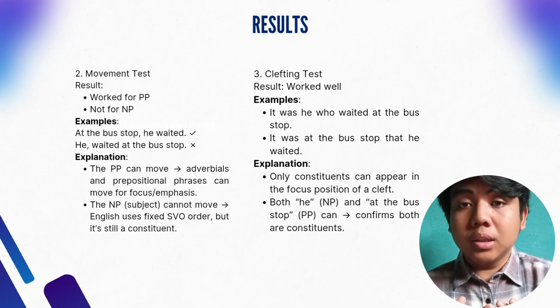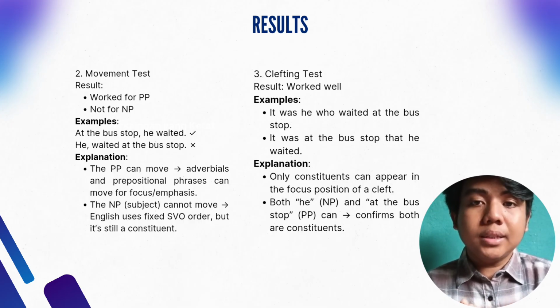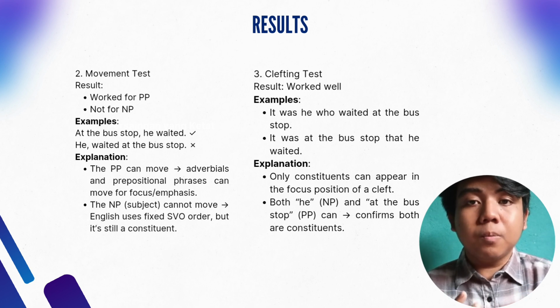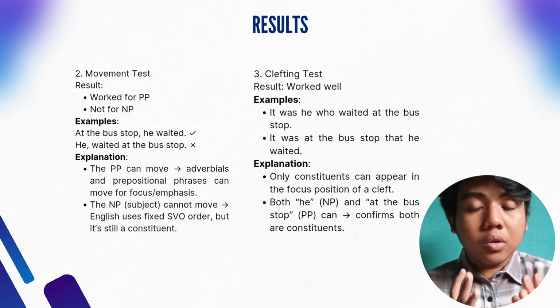Now we talk about the clipping test. We can say in the sentence, "It was he who waited at the bus stop," or "It was at the bus stop that he waited." Both are grammatical, so both he and the bus stop are constituents.